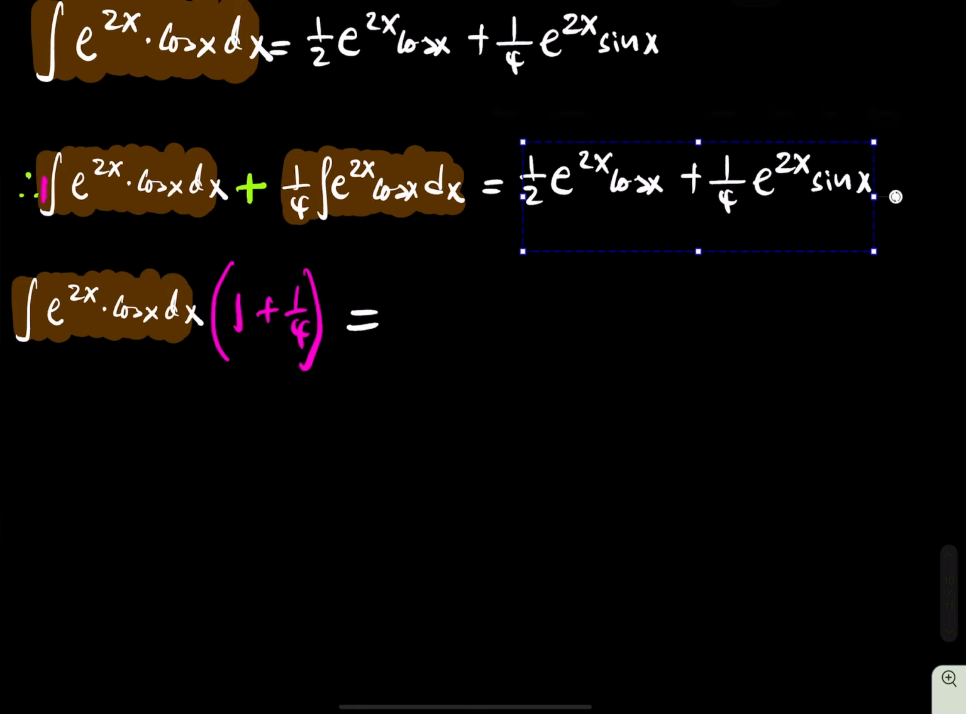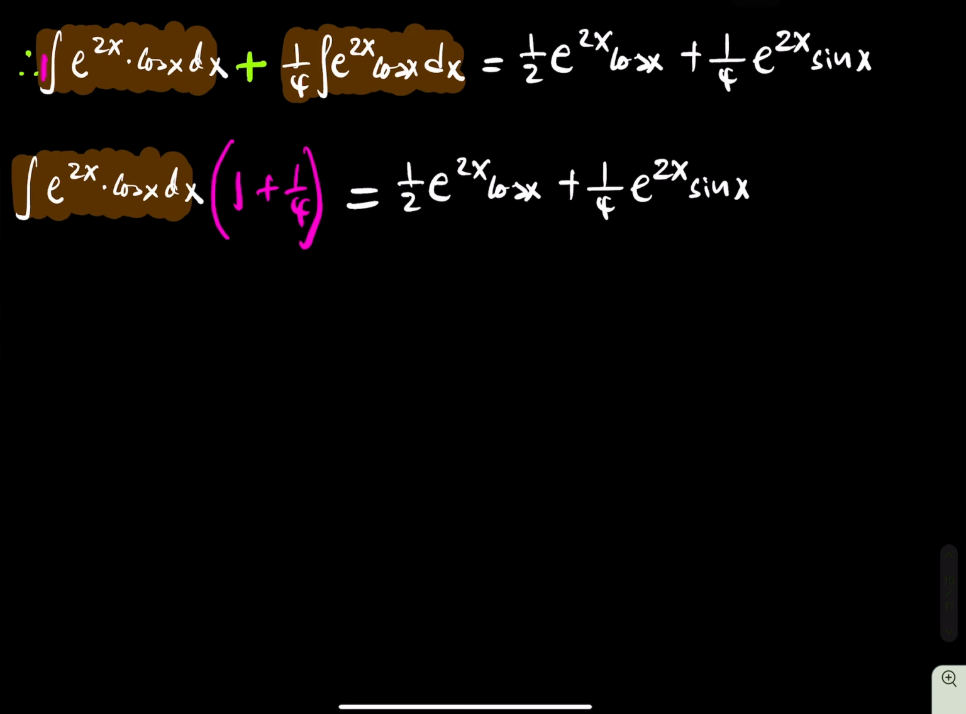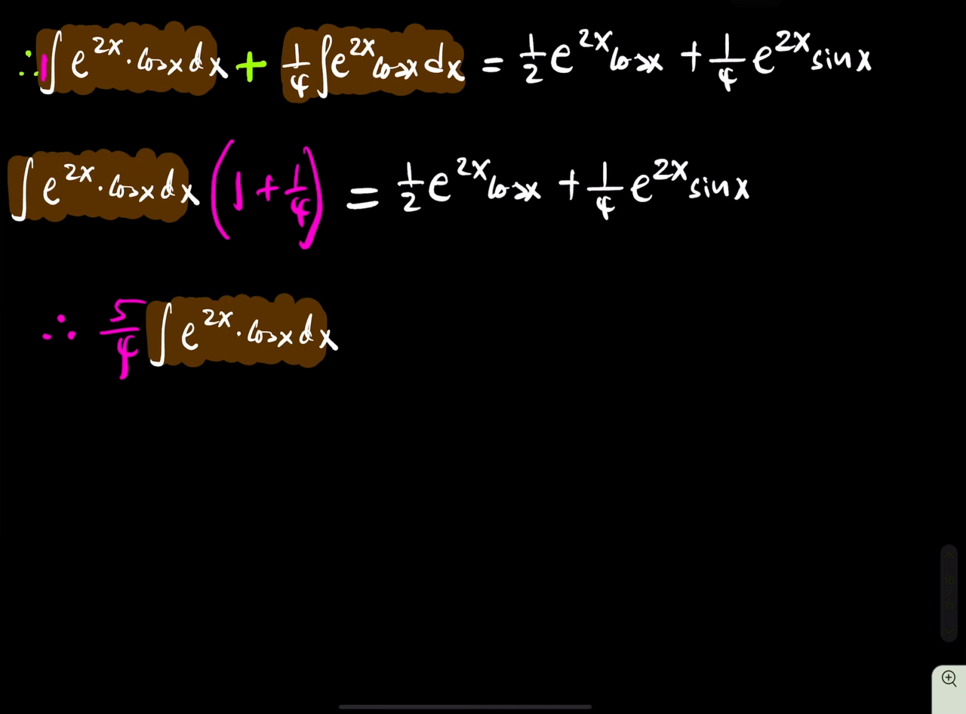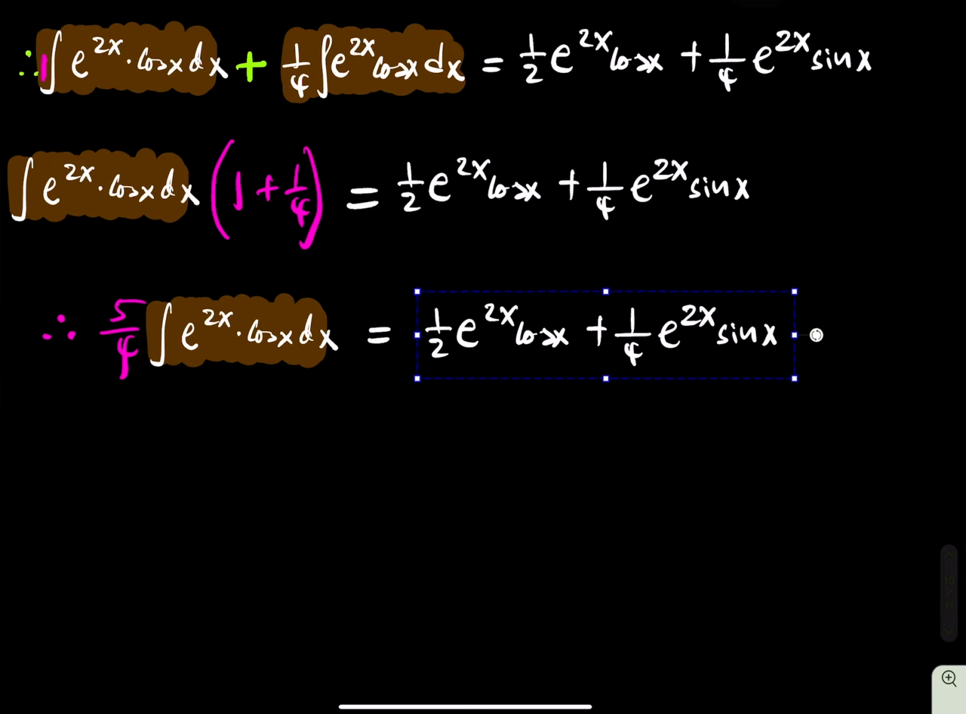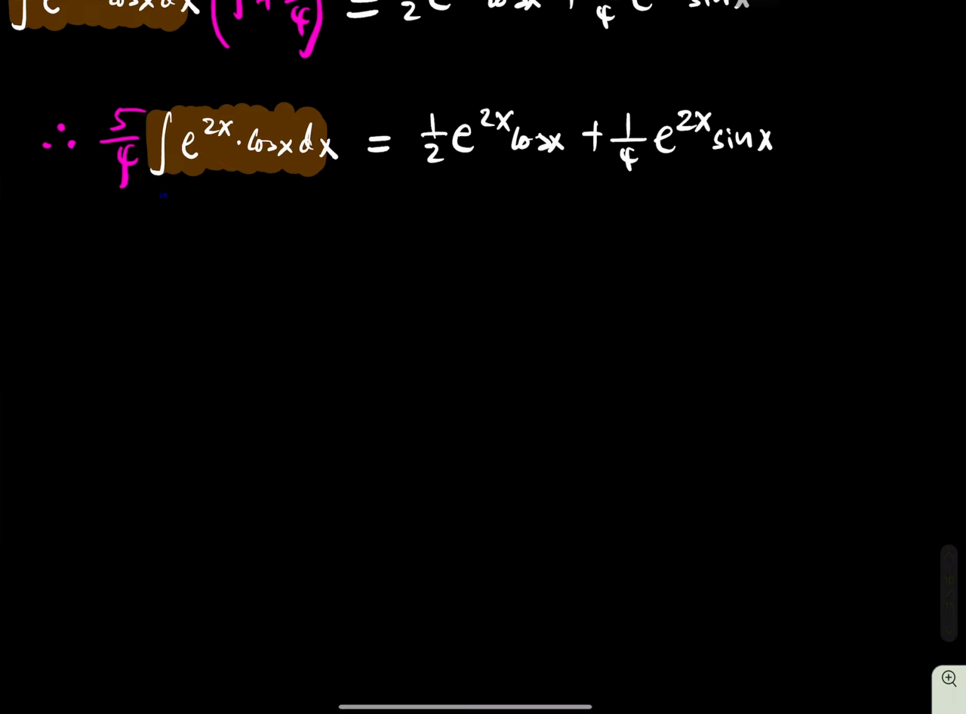That is really going to give you this. Let me copy the whole of it. So therefore, what is 1 plus 1 over 4? That should be 4 plus 1, so it's 5 over 4. But let me verify: 1 plus 1 over 4. Yeah, I'm correct. So multiply by this one here, and that is equal to this expression right here. So you need to solve for this one.